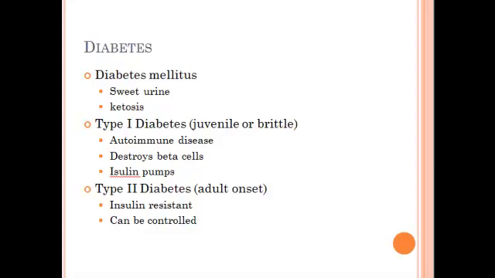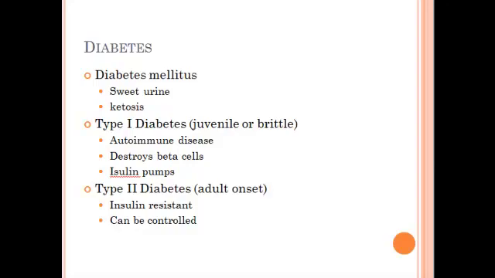Now there are two main types of diabetes. Type 1 diabetes is often called juvenile diabetes because it usually shows up in younger children. That's not a hard and fast rule. Type 2 diabetes is called adult onset, but again, it doesn't just have to happen in adults versus children. But in general, that's where they're going to be diagnosed.